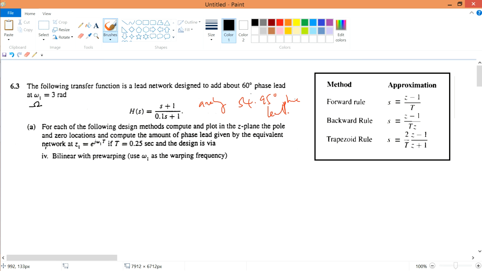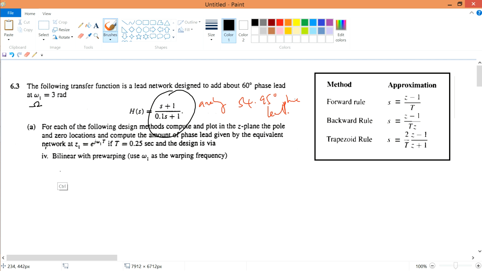In the previous video, we derived the analog phase lead. In this video, we're going to talk about the digital phase lead. The purpose of us doing the pre-warping in this case is that, I don't know whether I told you in the past, I forget already, but for example, you have a certain transfer function.